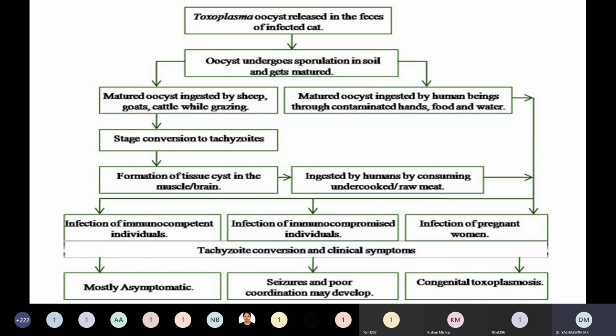And if the infection happens in immunocompromised individuals, they may develop tissue cysts which can result in various organ involvement, causing seizures and poor coordination due to brain involvement. Or it could be infection of a pregnant human where there is development of congenital toxoplasmosis, which is one more thing. So these are the three different types of presentations in a Toxoplasma infection of human beings.